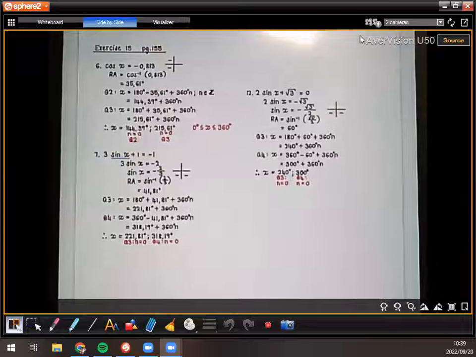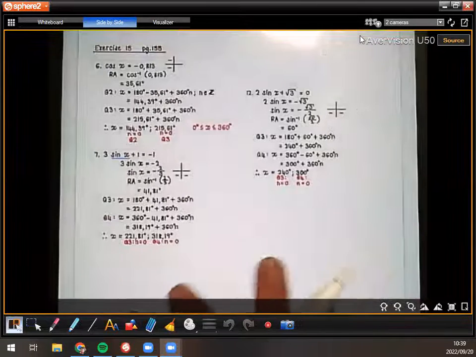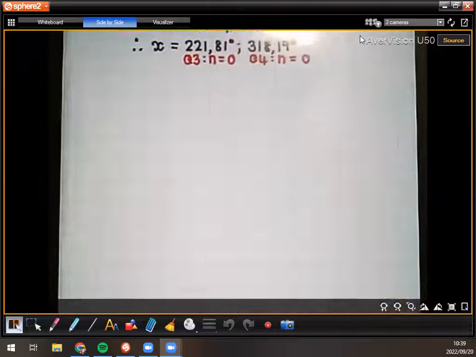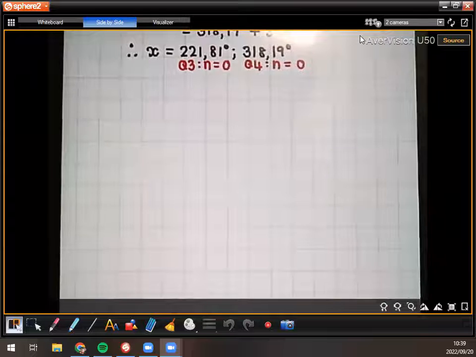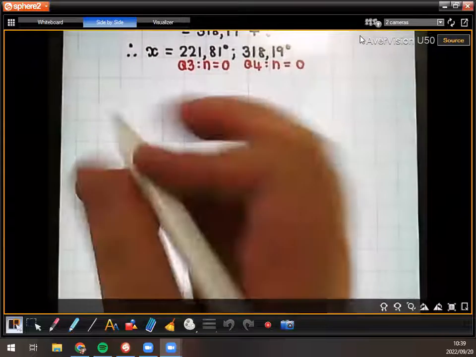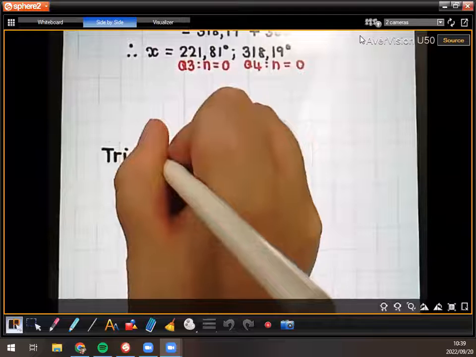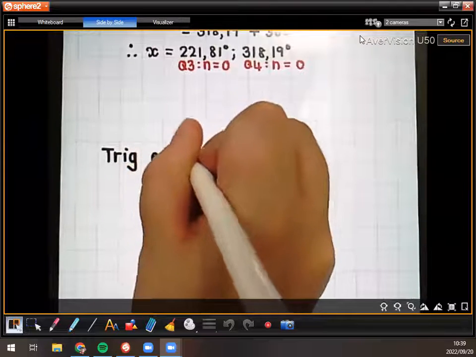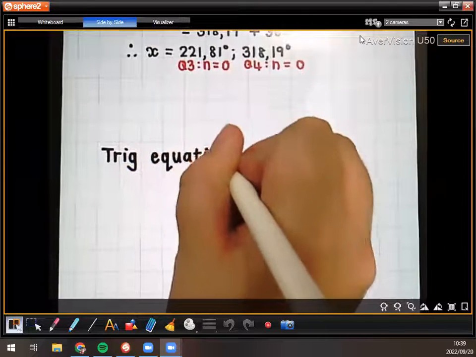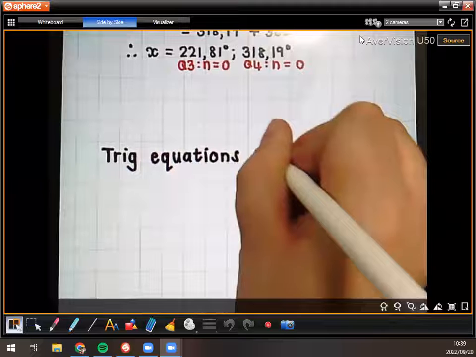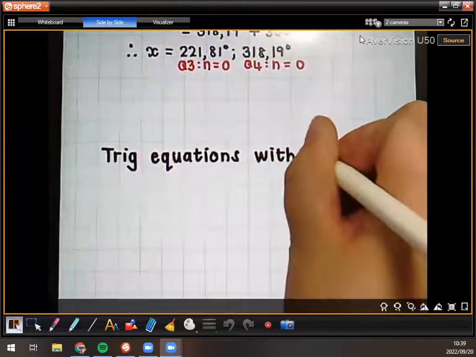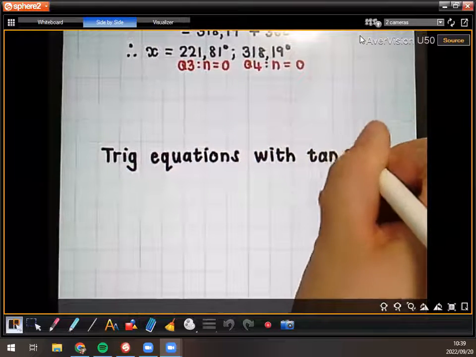Okay, so you can do a heading: trig equations with tan. That sounds a bit odd, but we'll say trig equations with tan x.